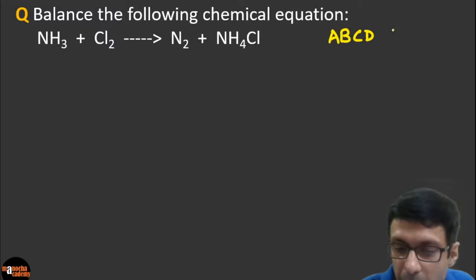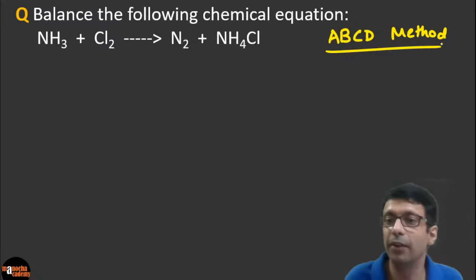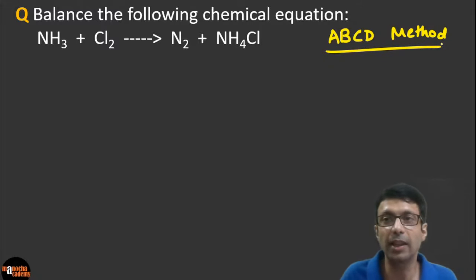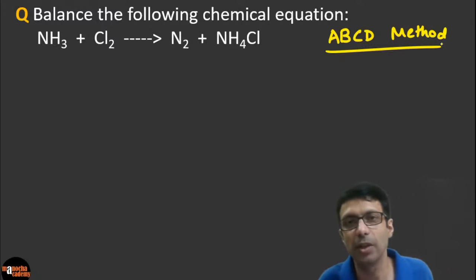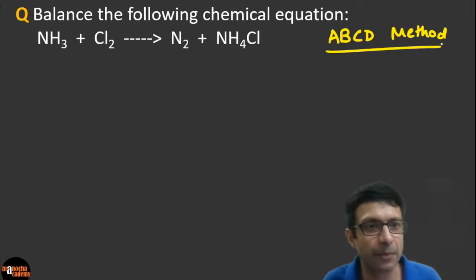Many of you might have watched my video on this already. If you don't know it, I'm going to revise this for you. So let's try the ABCD method on this, because this equation is a bit difficult to balance. You'll see that when you try hit and trial, the numbers get a little confusing. So come on guys, please try.